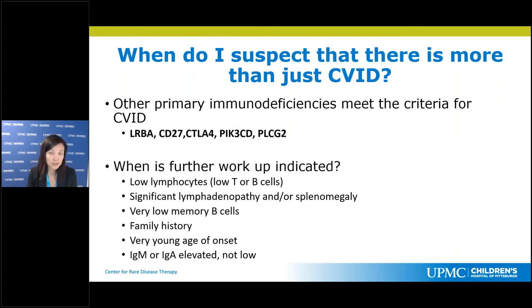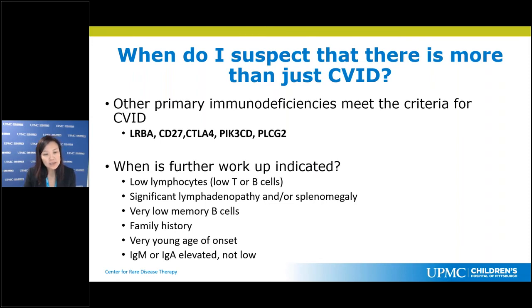And obviously family history is very important. Some of these diseases are what we call autosomal dominant, so one of the parents will present with some sort of symptoms. And then very young age of onset, right? So that's what we talked about, kids who are presenting, who are very sick with failure to thrive at 6-8 months of age. I would not call that kid CVID until I rule out other causes.